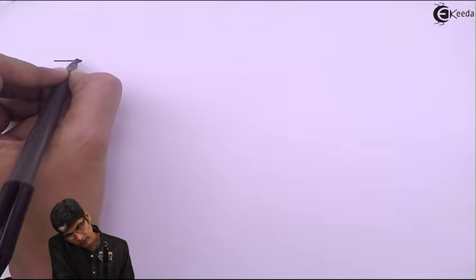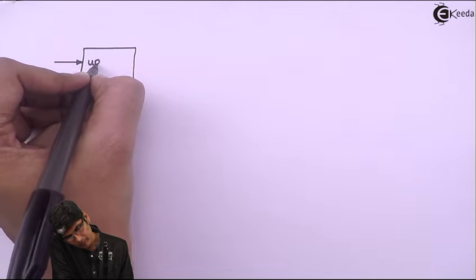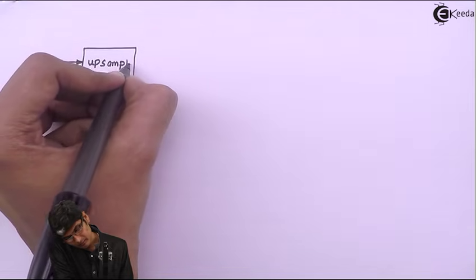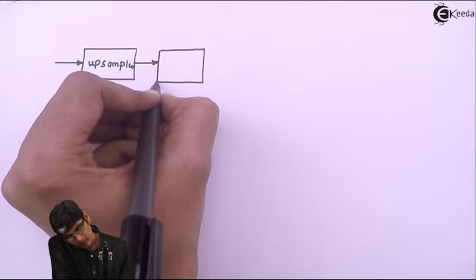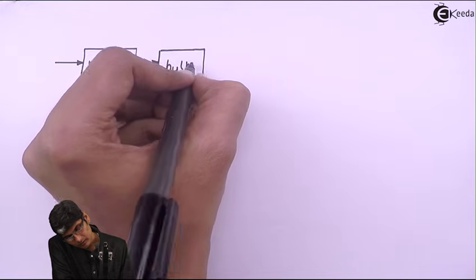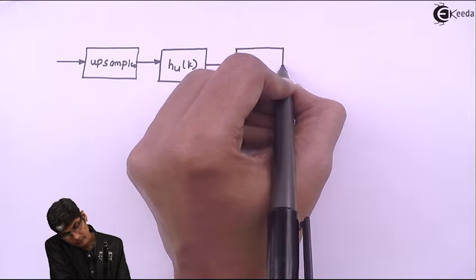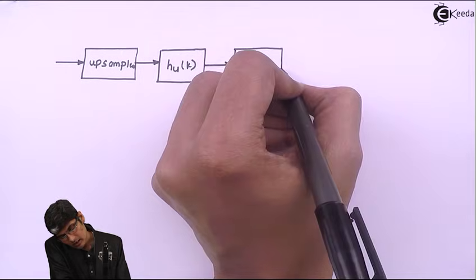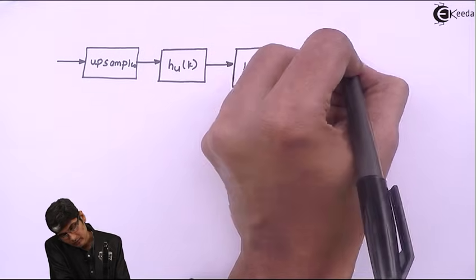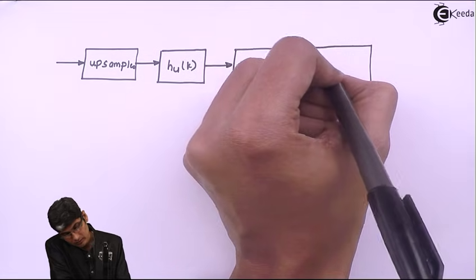So how to draw the signal, or what will be the block diagram? It will be very simple. I will have an upsampler, and then an upsampling filter. Then I have a downsampling filter, and then a downsampler.